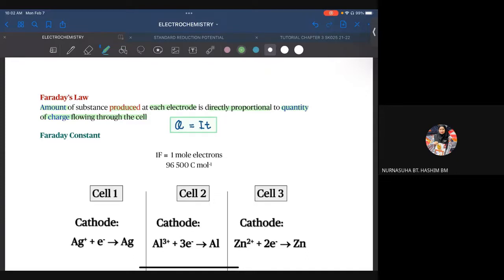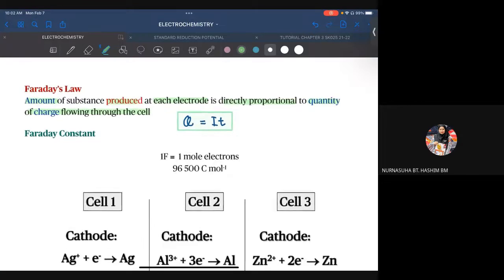Kalau awak bagi current sebanyak itu, so amount of product pun banyak itulah. So kalau you supply sikit saja current, okay, so maksudnya produk awak nanti sikit lah. So itu maksud, itu apa yang Faraday cuba sampaikan. Okay, amount of substance produced at each of the electrode is directly proportional to the quantity of the charge.